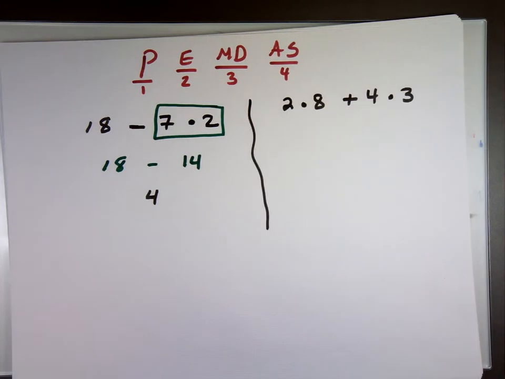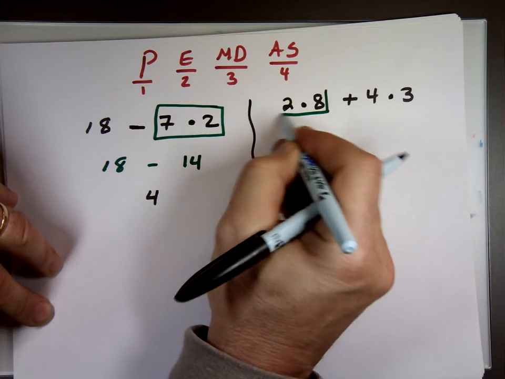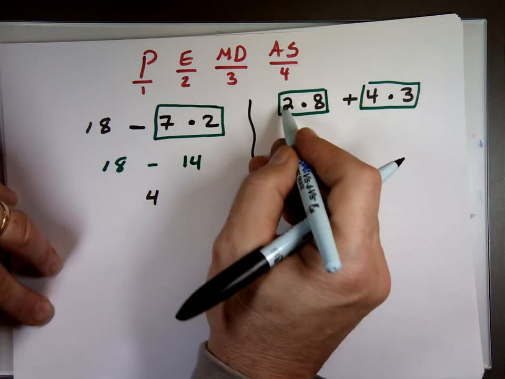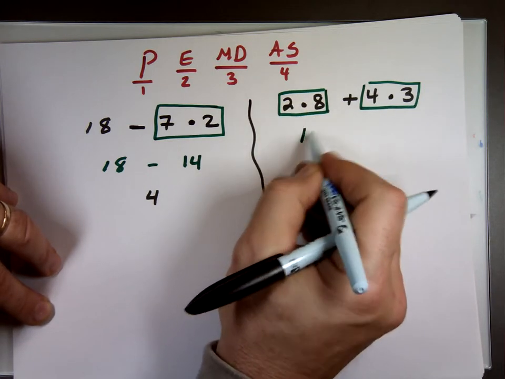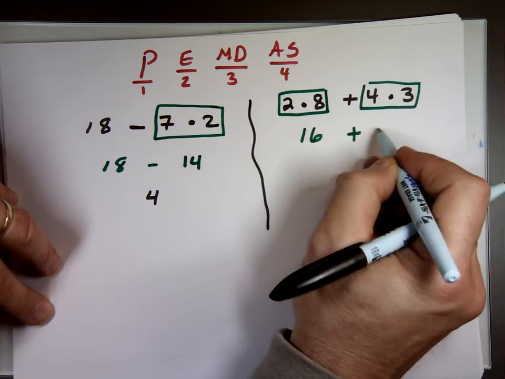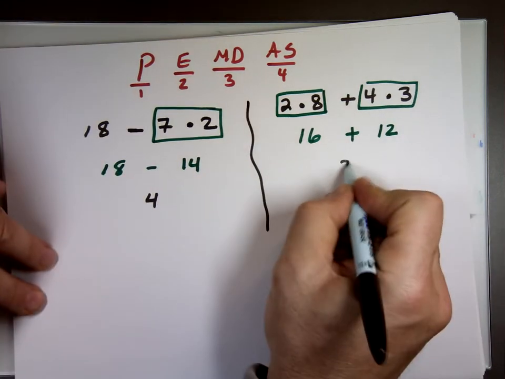Let's try that. Do we have parentheses? No. Exponents? No. Multiplication or division? Yes. I've got to do the multiplication first. I've got to do these guys left to right. I see this one first. What's 2 times 8? There's the plus sign. What's 4 times 3? What's 16 plus 12? 28.